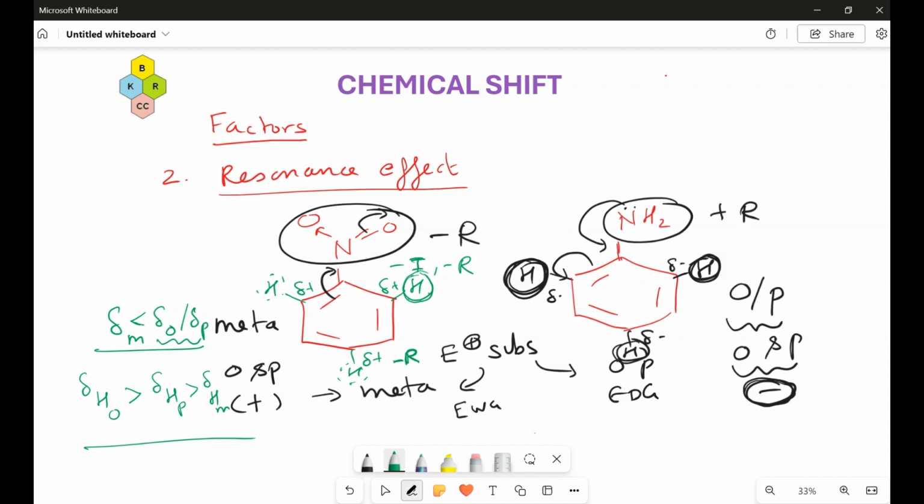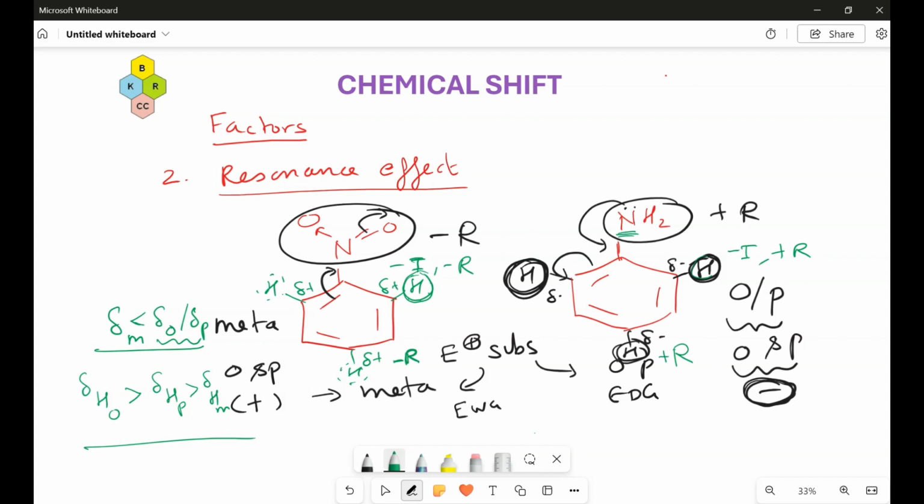Now let us check for the aniline. So in this case, the para and ortho are shielded, but the ortho hydrogens will be experiencing minus I and plus R. Because you have NH2, nitrogen more electronegative, so it will experience minus I effect. Whereas para will experience only the plus R effect.